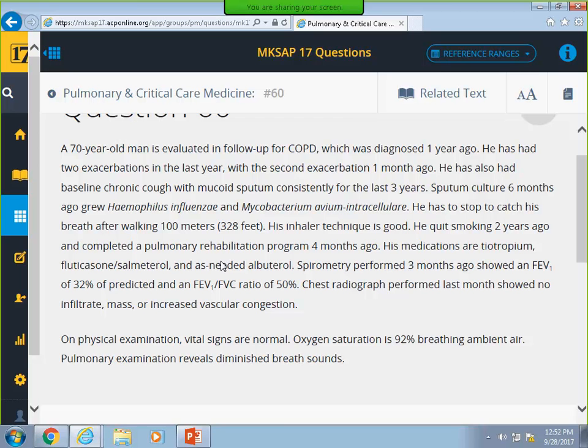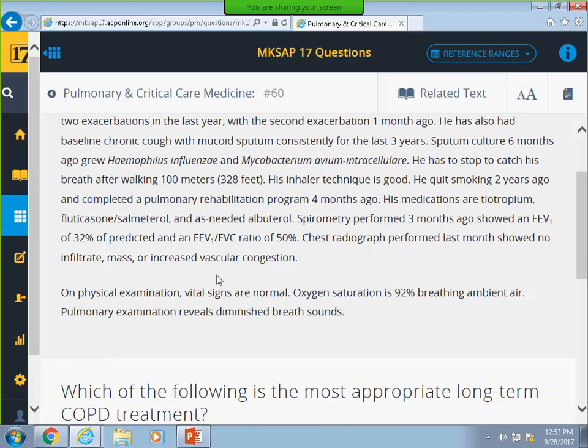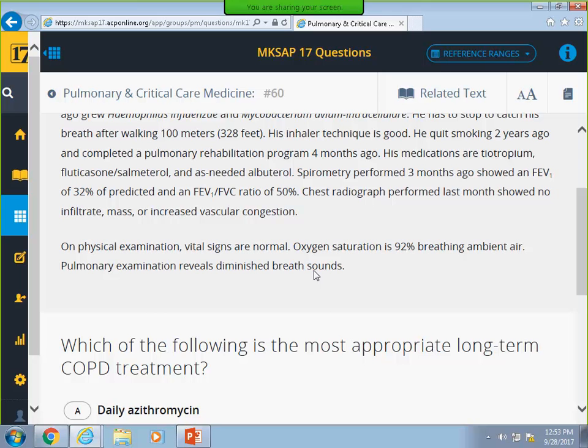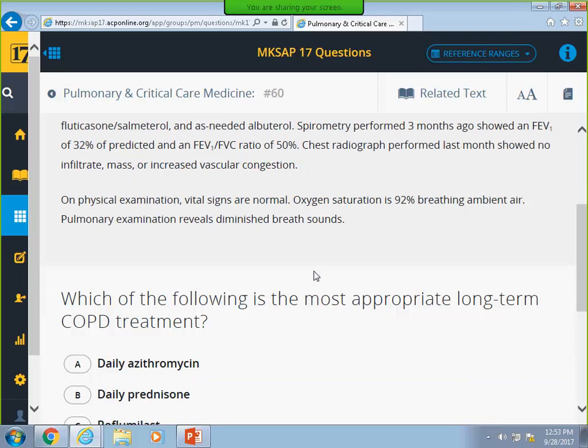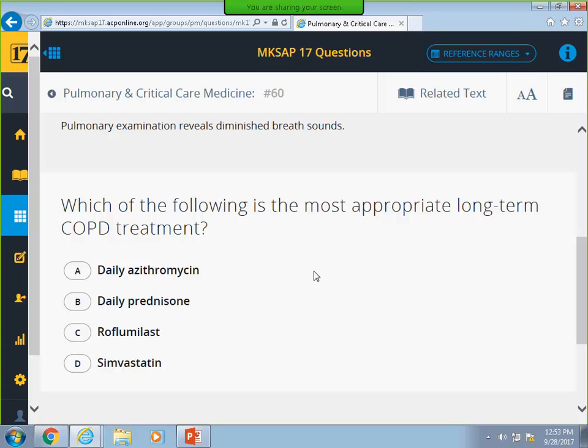and an FEV1 over FVC ratio of 50%, obstructive lung disease. Chest radiograph performed last month shows no infiltrate, mass, or increased congestion. On physical exam, vital signs are normal. O2 sat is 92 on room air. Pulmonary exam reveals diminished breath sounds. Which of the following is the most appropriate long-term treatment?